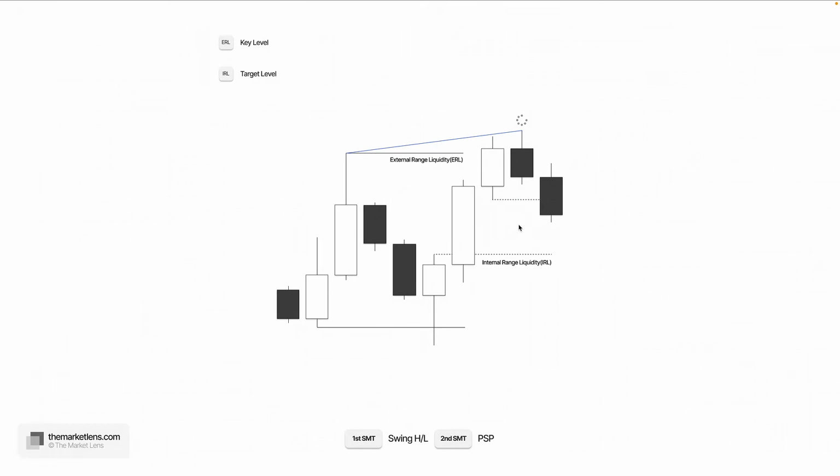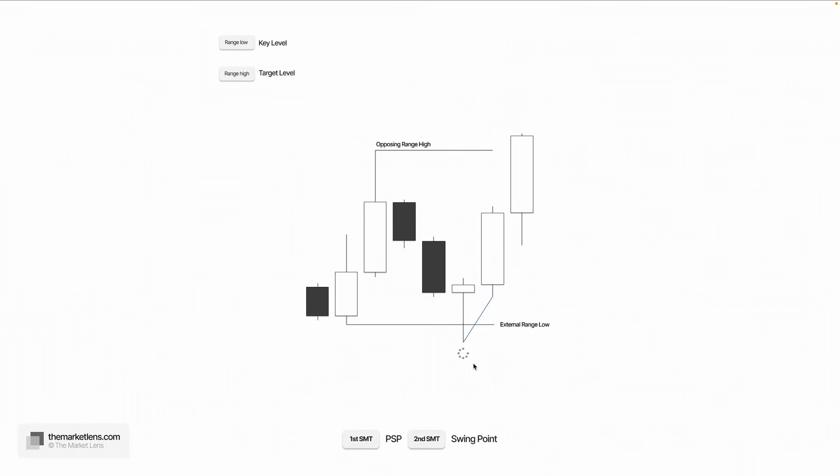In this two-stage SMT sequence, we have an SMT with our key level being a high or low or a fair value gap, which is confirmed by a precision swing point. This confirms the reversal, and we look to trade the following candles as continuation towards our target.